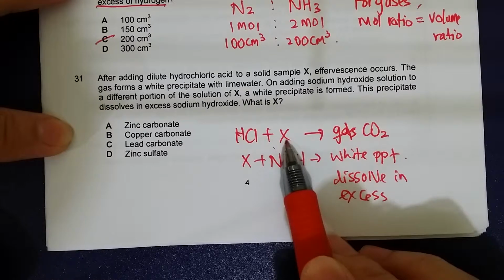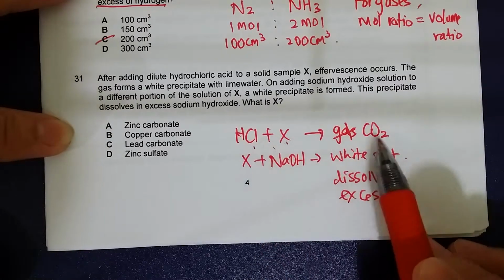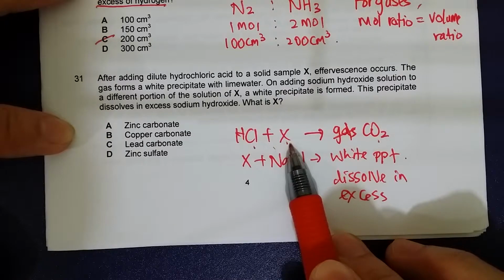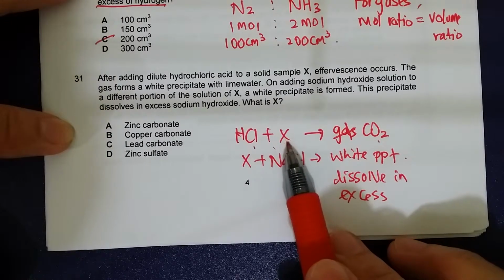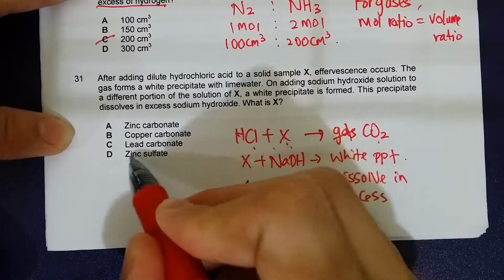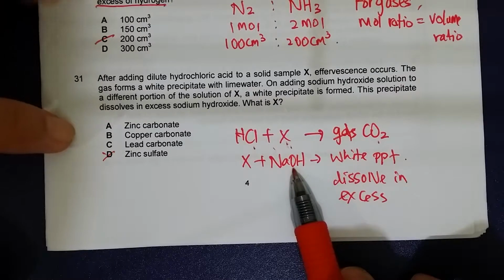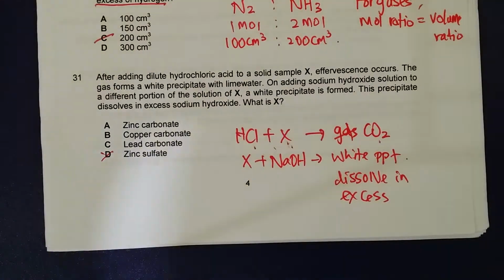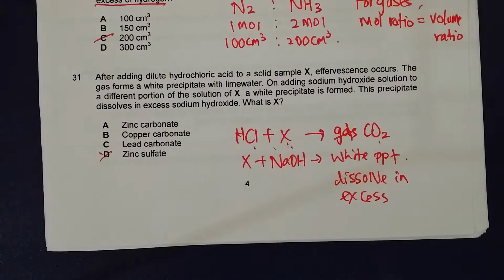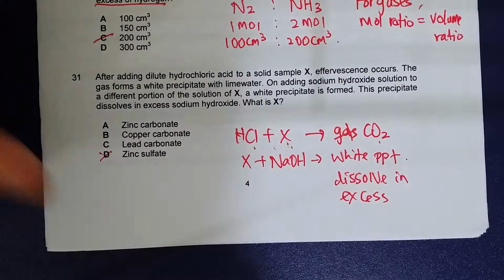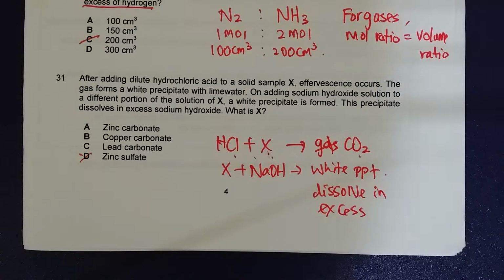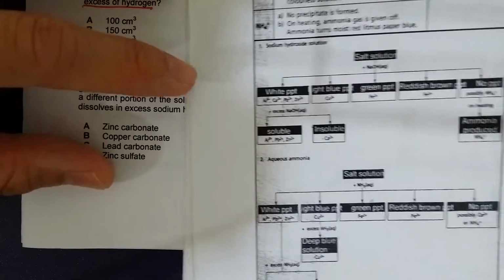Now the fact that when X is added to acid, it forms carbon dioxide, only one substance can X be. It must be a carbonate. So zinc sulfate is wrong. It's out. Then after that, add sodium hydroxide. You need to be able to recognize that sodium hydroxide, NaOH, is a reagent that is commonly used to identify the positive ion. With NaOH you get a white PPT that dissolves in excess.